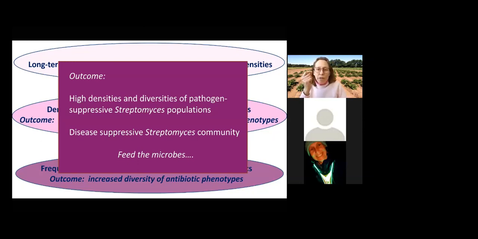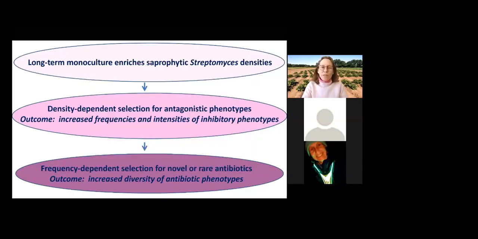And so overall, these three very straightforward ecological steps we think are key to producing that high density and diversity of streptomyces that are antagonistic to pathogens, which really are a hallmark of this disease suppressive community. And so thinking about this, if we oversimplify it, it points to one simple step. Is this a recipe? Maybe it all starts with feeding the microbes.